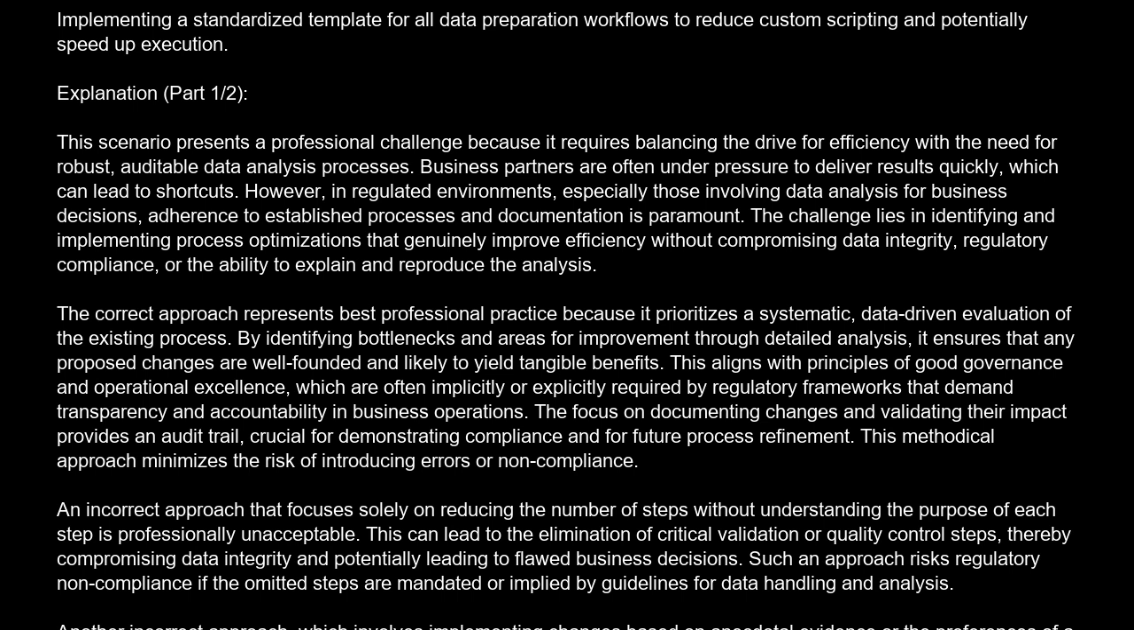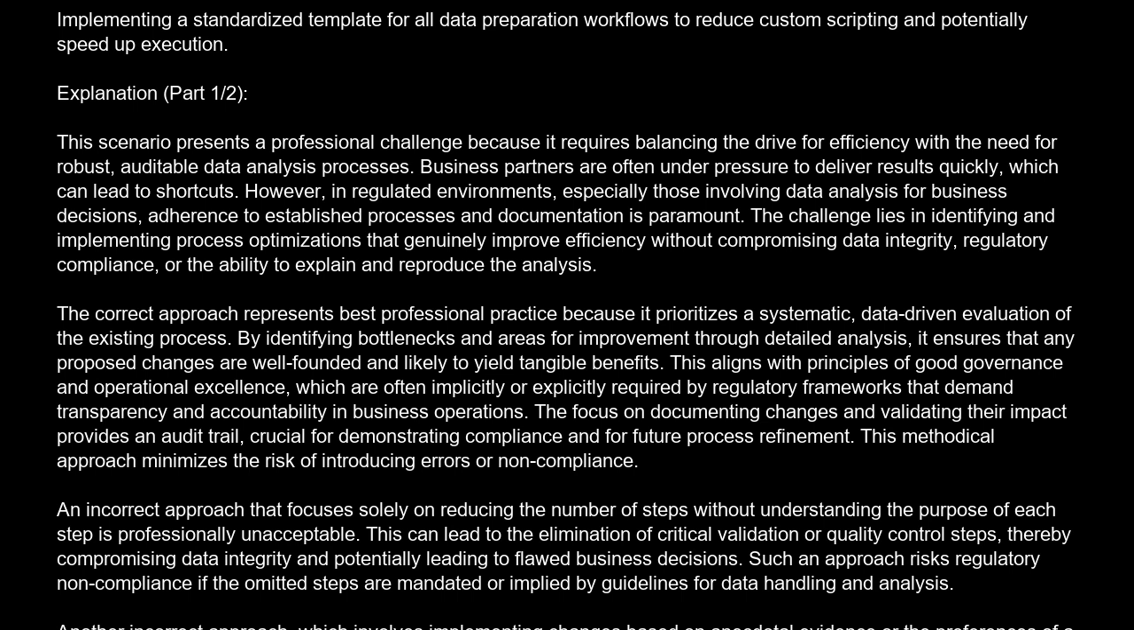An incorrect approach that focuses solely on reducing the number of steps without understanding the purpose of each step is professionally unacceptable. This can lead to the elimination of critical validation or quality control steps, thereby compromising data integrity and potentially leading to flawed business decisions. Such an approach risks regulatory noncompliance if the omitted steps are mandated or implied by guidelines for data handling and analysis.